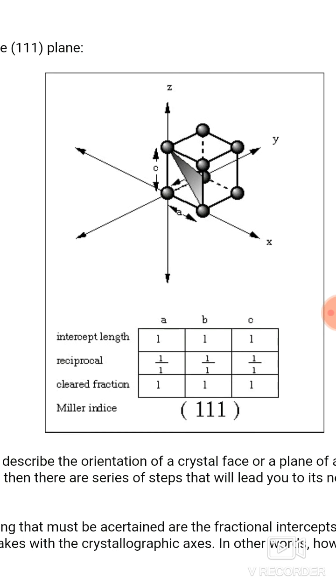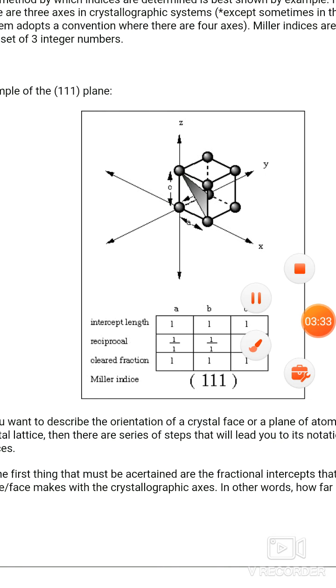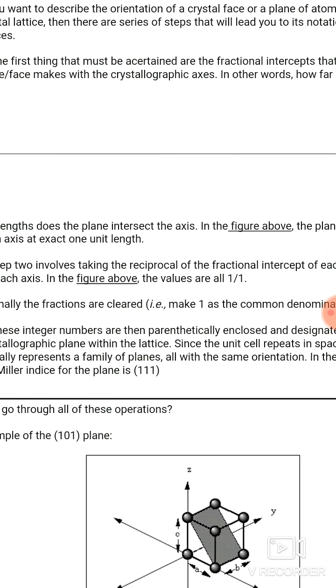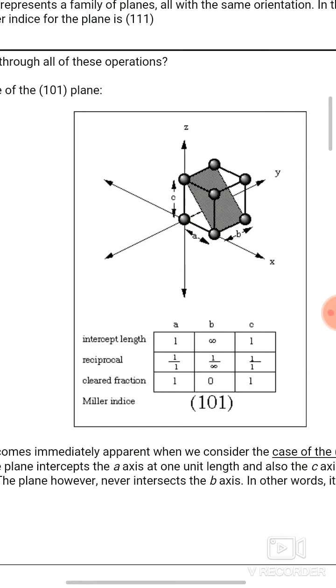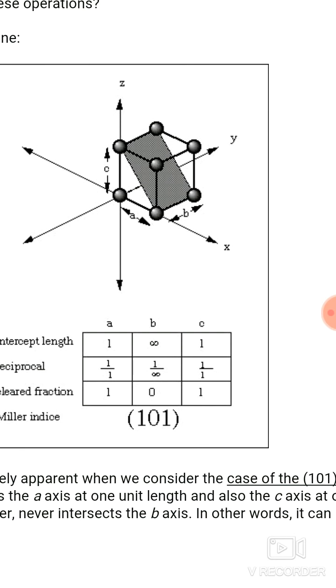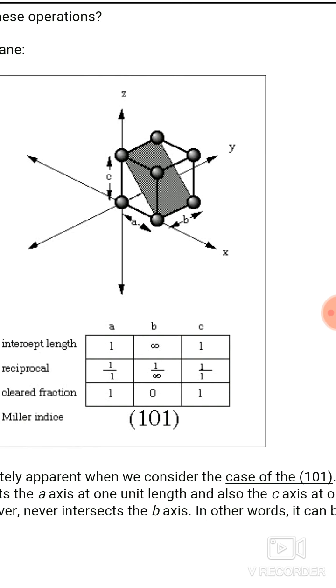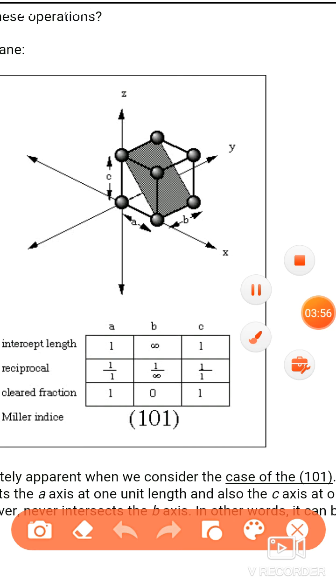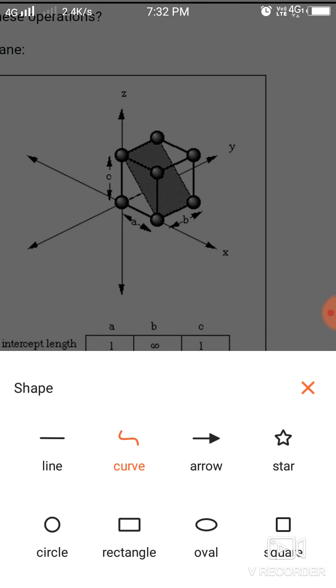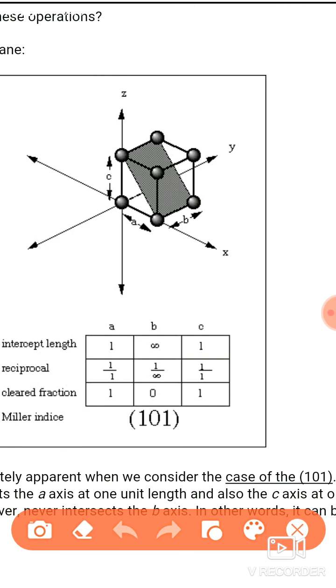Okay, next we will take another example of the Miller index where a plane may be parallel to the y-axis, the z-axis, or the x-axis. Now in this example we can easily see that this plane is intersecting the x-axis and z-axis, but it is parallel to the y-axis. Since it is parallel to the y-axis, it will never intersect the y-axis. So let us find the Miller index.